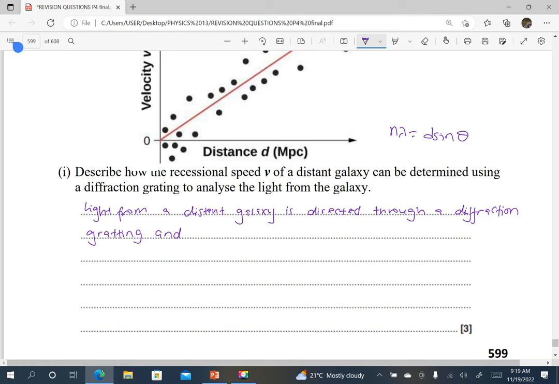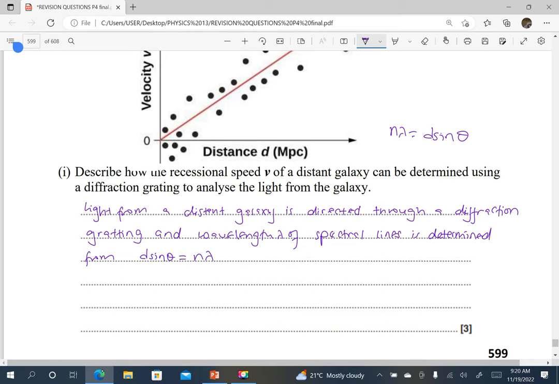And the wavelength lambda of spectral lines is determined from d sine theta is equal to n lambda. So the wavelength is determined from that formula.